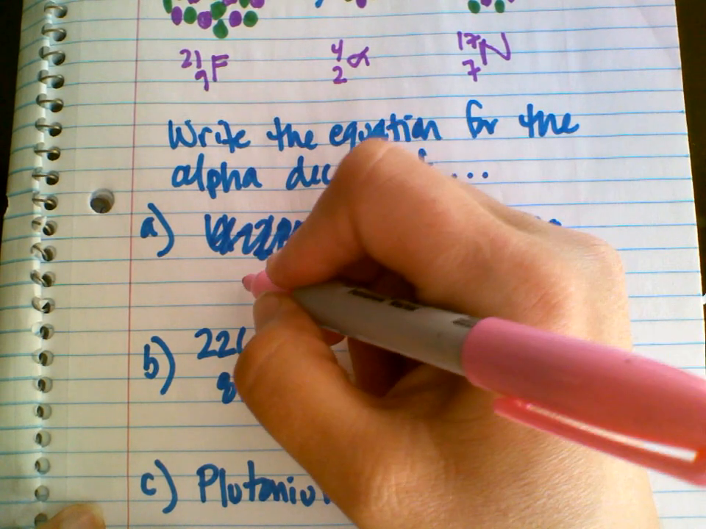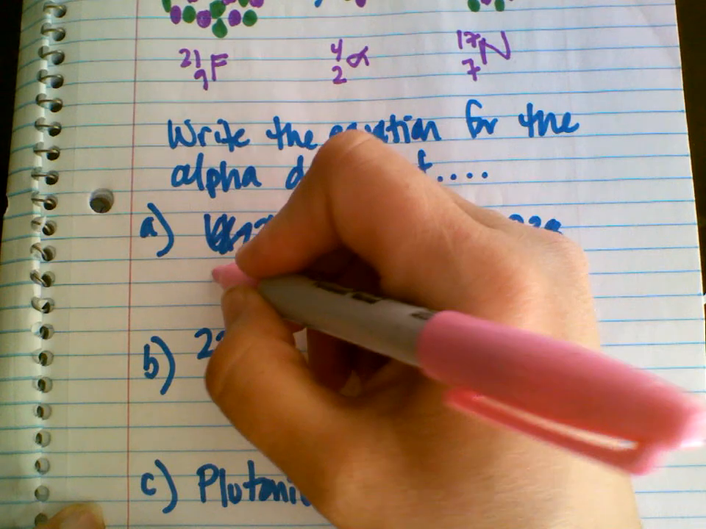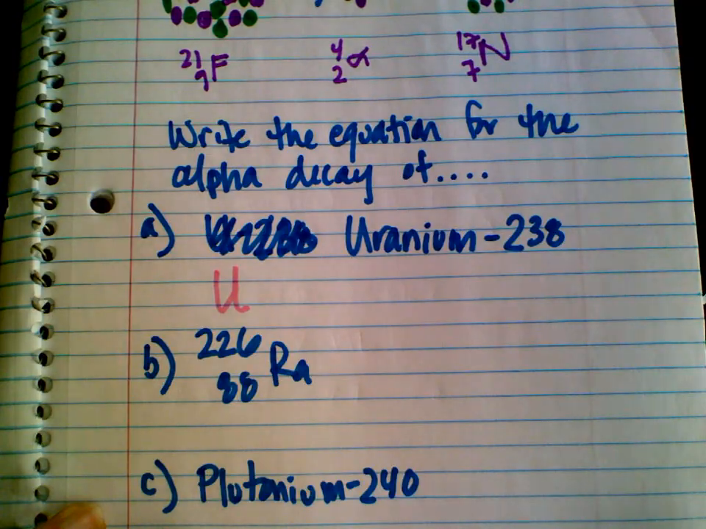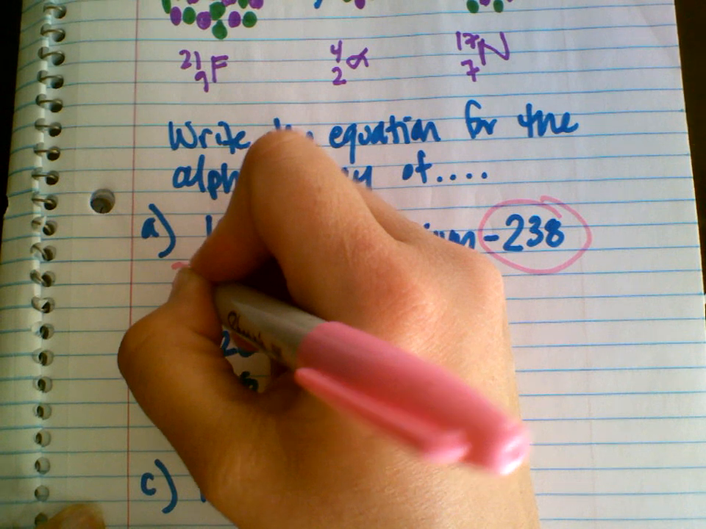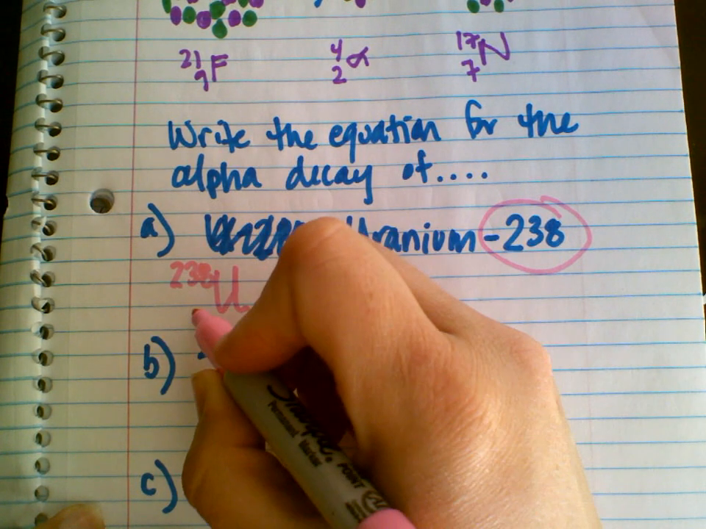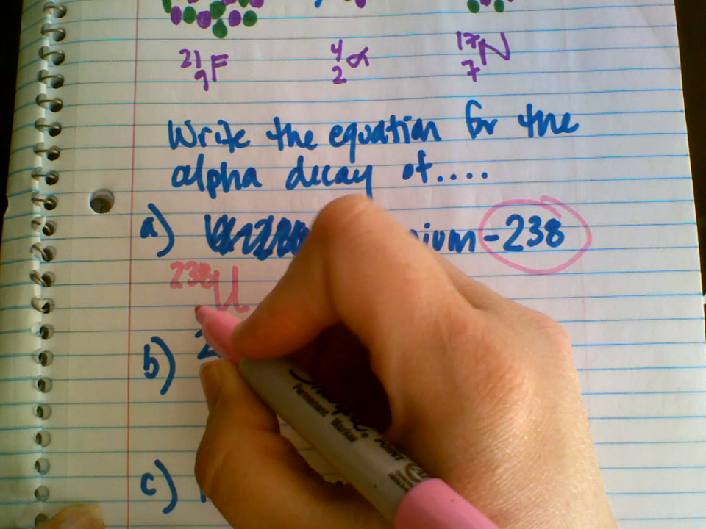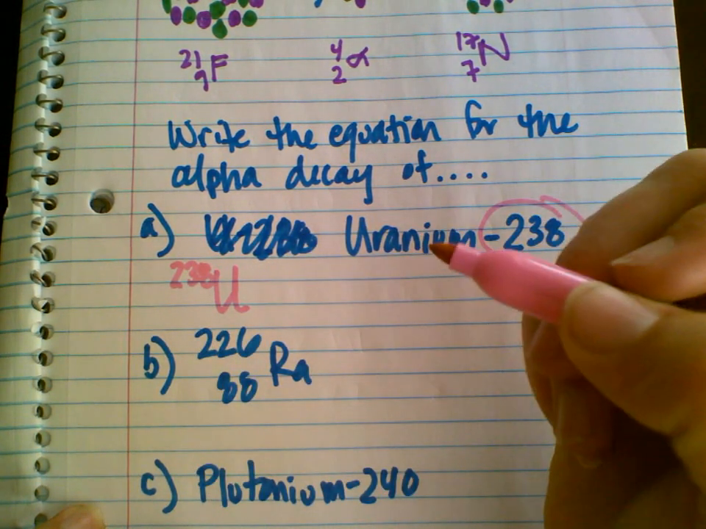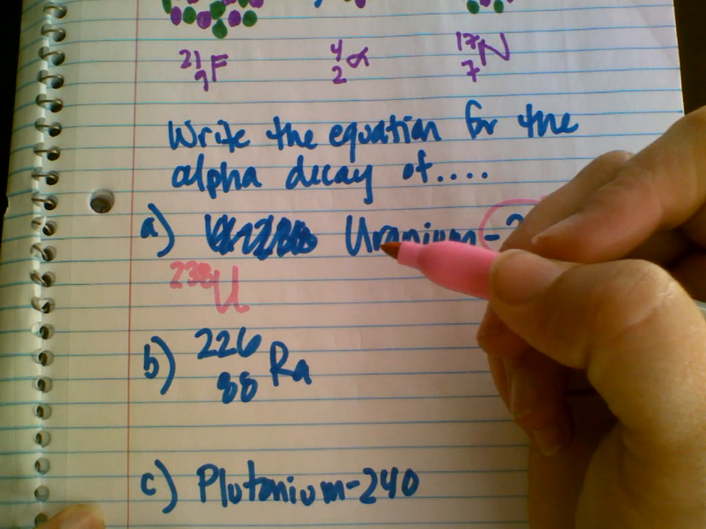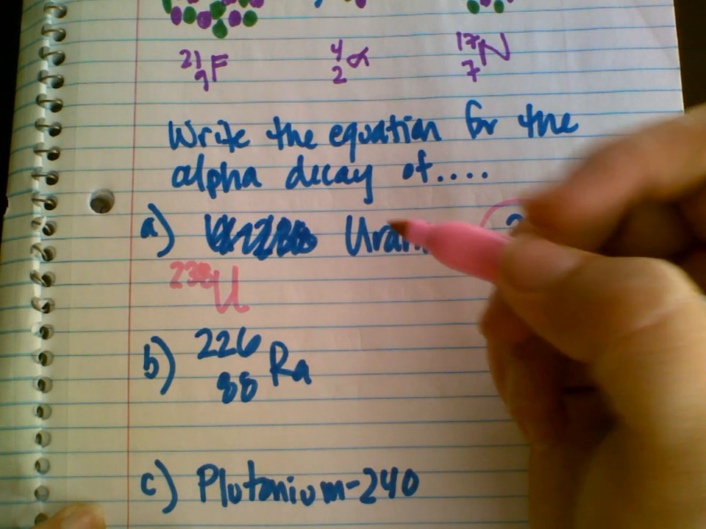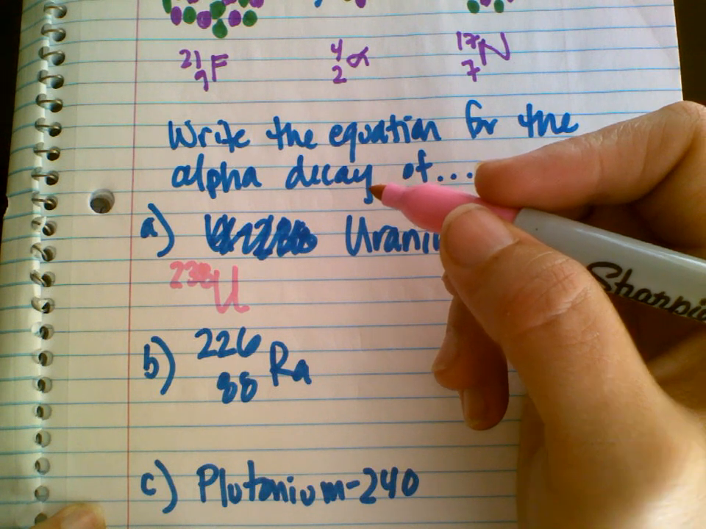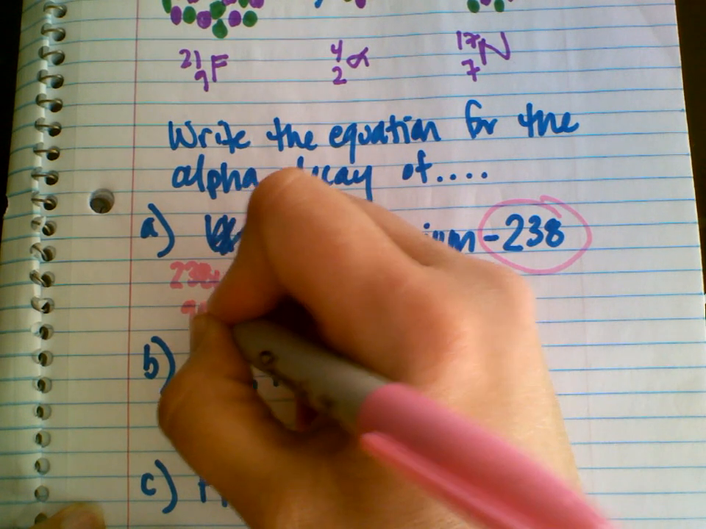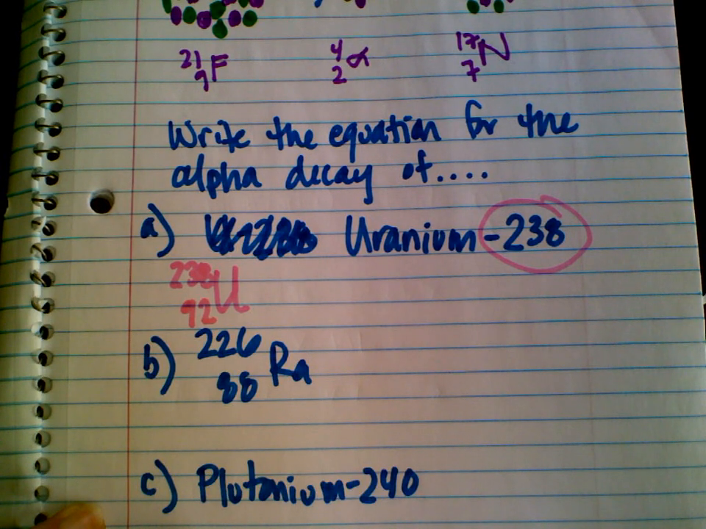So what I'm going to do is put the symbol for uranium, which is U. I'm going to put the mass of uranium up top, which is what's given to us. And then in the bottom, I'm going to put the atomic number of uranium. Where you find the atomic number is on the periodic table. So you have to find uranium on the periodic table, and you'll notice that uranium is 92.